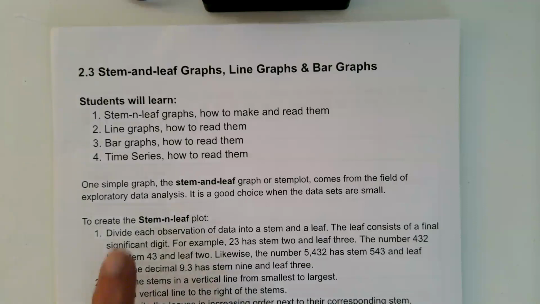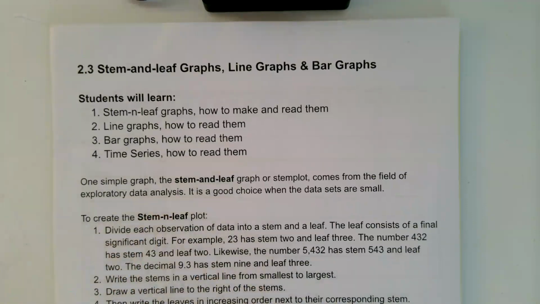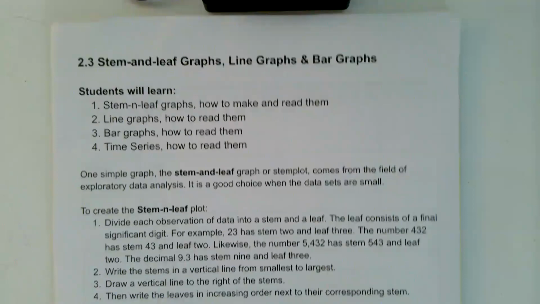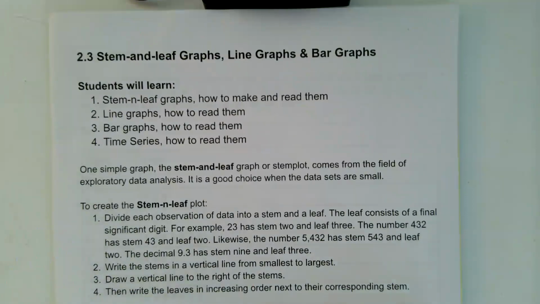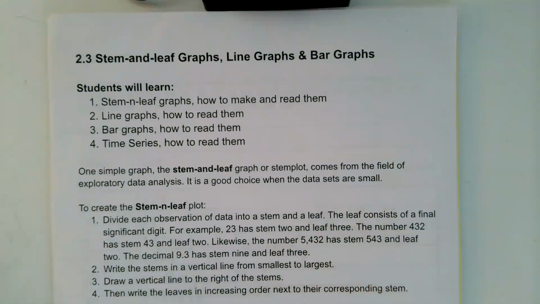And the first one that we're going to look at is a stem and leaf graph. A stem and leaf graph, or a stem plot, sometimes it's called, comes from the field of exploratory data analysis, and it's a good choice when the data sets are small and usually discrete data, but sometimes decimal data will work just fine as well. And I'm going to show you what one looks like here.